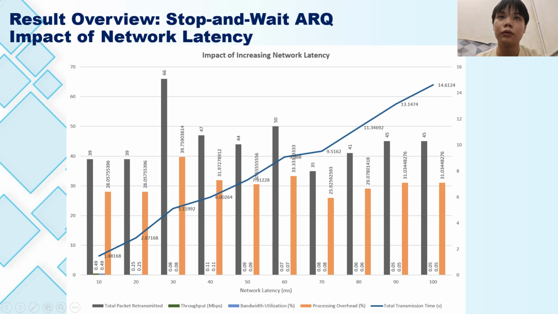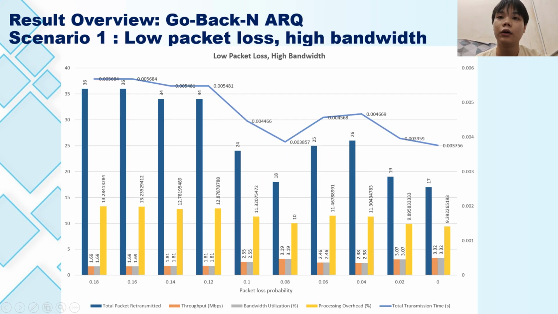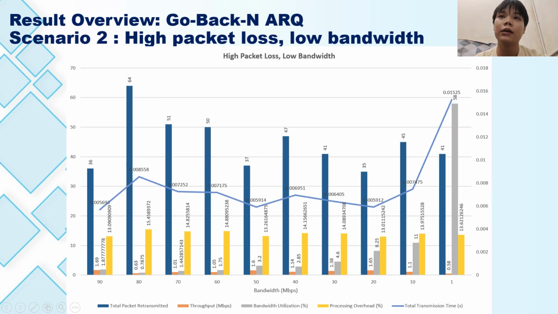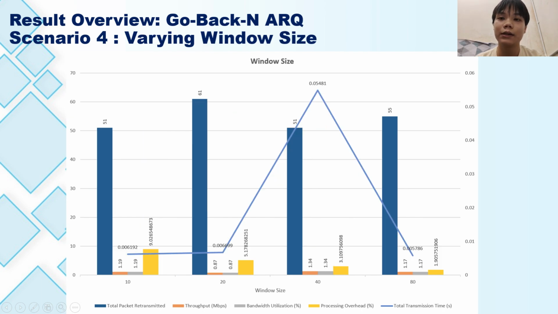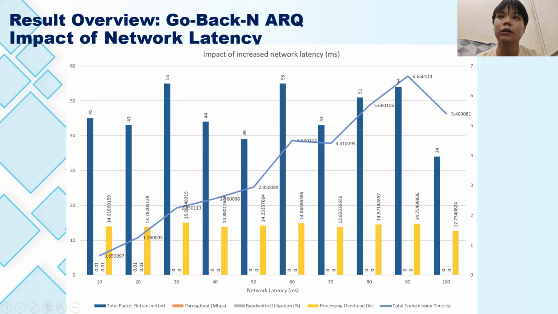So we will continue with go back N ARQ. The result overview for scenario 1, low packet loss, high bandwidth. Scenario 2, high packet loss, low bandwidth. Scenario 3, high latency with different timeout intervals. Scenario 4, varying window size and impact of network latency for go back N ARQ.